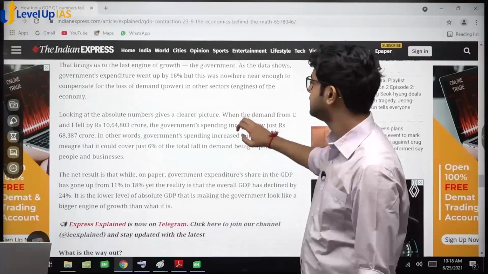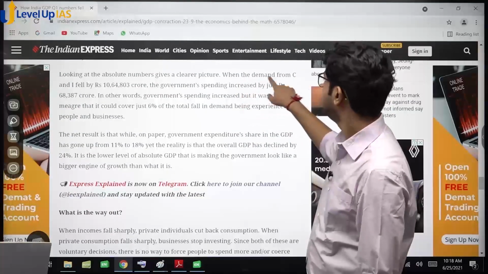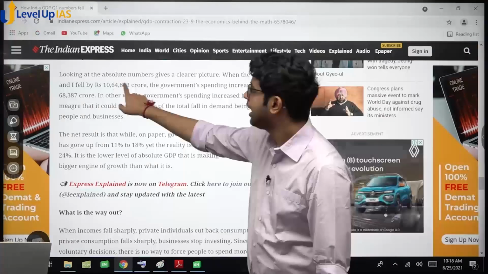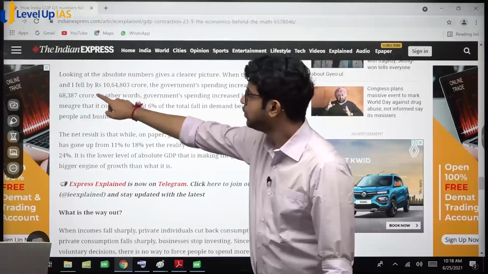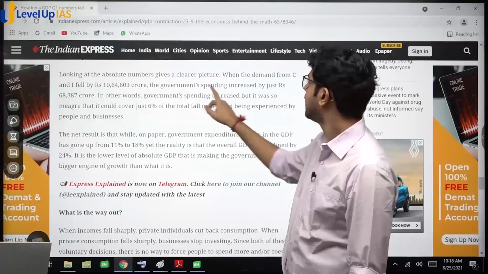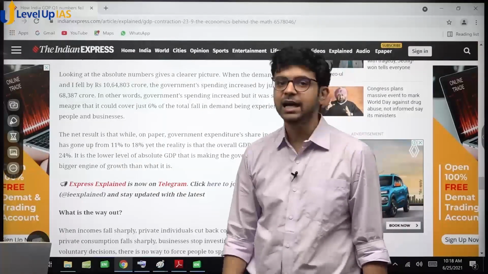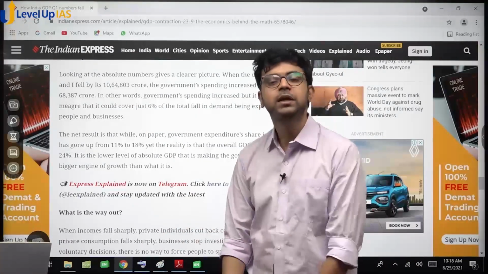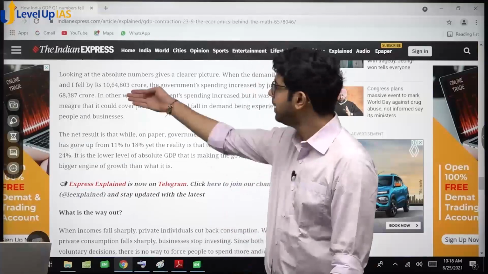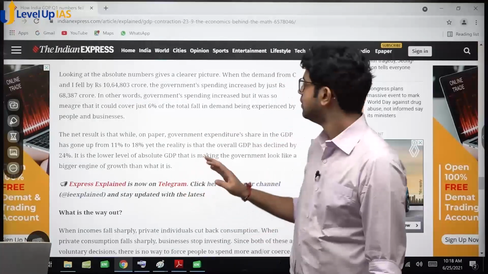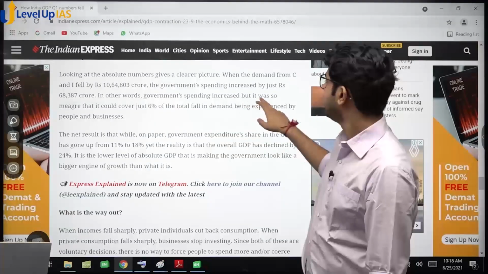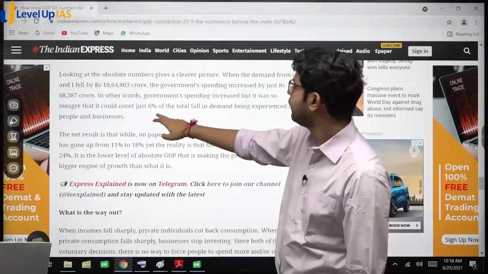Looking at the absolute numbers gives a clearer picture. See this. When the demand from C and I fell by 10 lakh crores, the government spending increased by just 68,000 crores. So now you are understanding, a 10 lakh crore hole is created in the ship, but the government was able to repair the hole only by 68,000 crores. In other words, government spending increased, but it was too meager, it would cover only 6%.